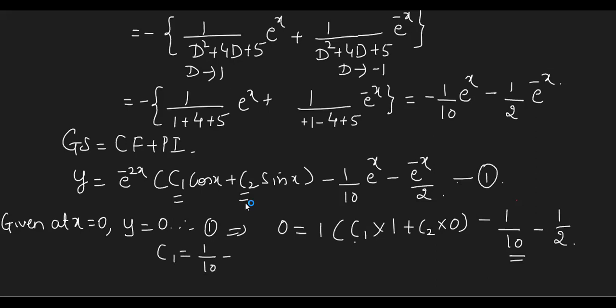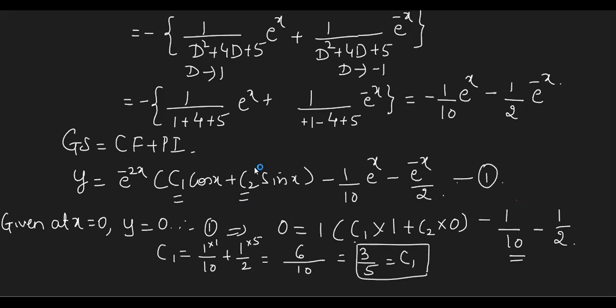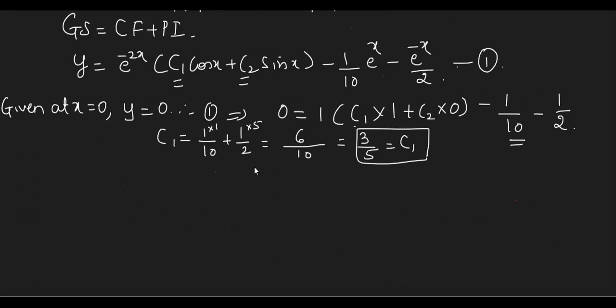3 plus 1 by 10 plus 1 by 2. Am I right? What is the LCM? 10. 5 plus 1, 6. Correct? 3 by 5. C1 is 3 by 5. Sometimes you will get the value directly, or sometimes you will get an equation in C1, C2. What is the second condition given?